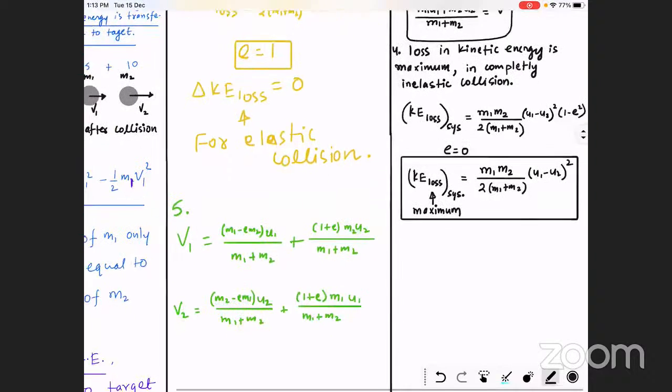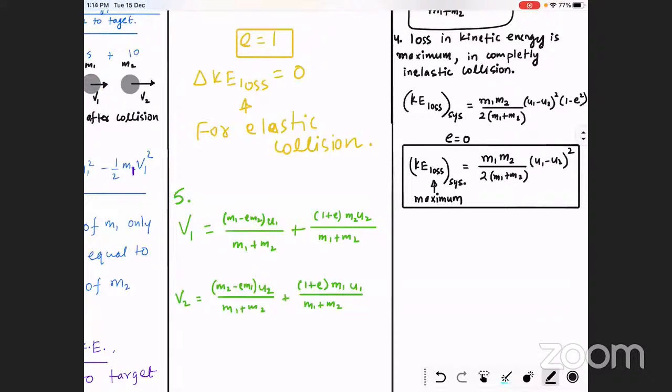So in which type of collision will the most sound come? Completely inelastic, because the loss is maximum in the form of sound and heat. Do you understand that?